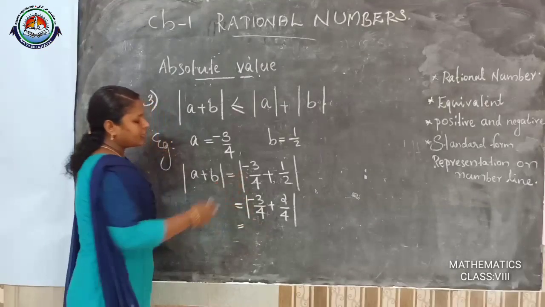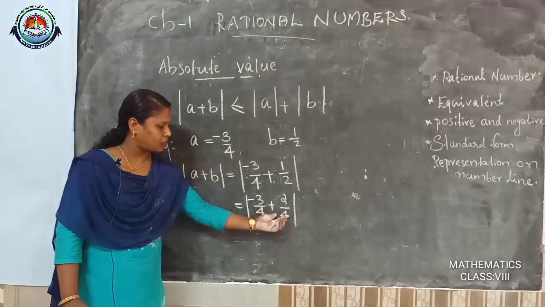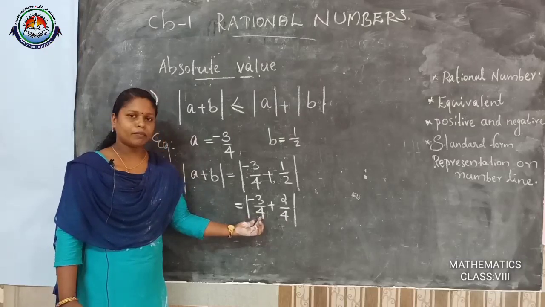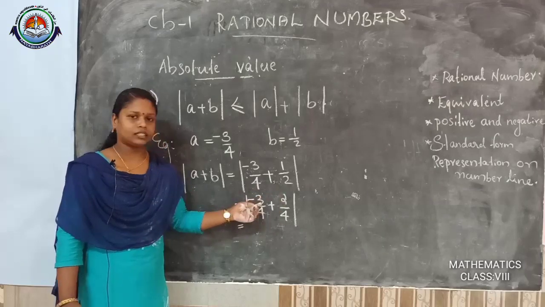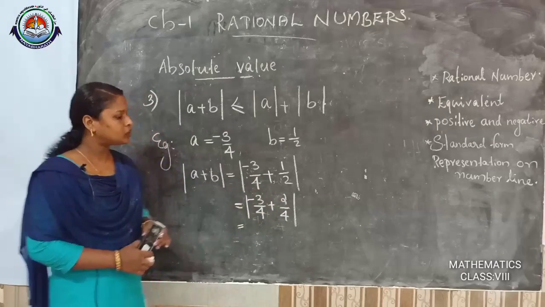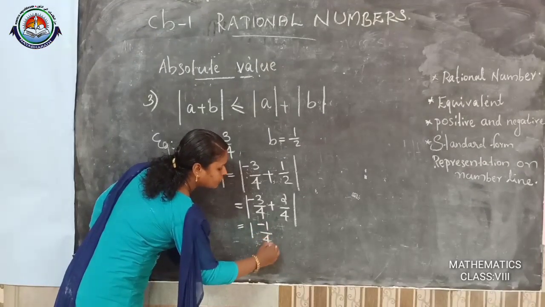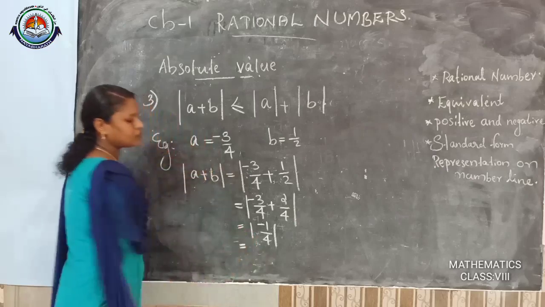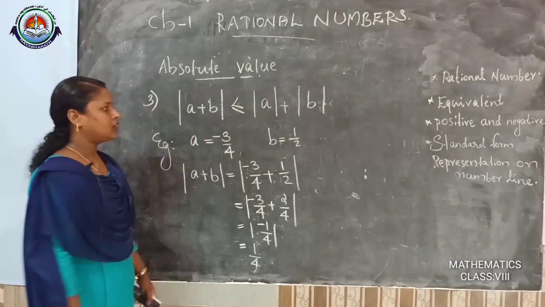Equal to, here denominators are common, 4. In both cases denominators are 4. Therefore we need to just add the numerators. Negative 3 plus 2. What is negative 3 plus 2? Negative 1 by 4. What is the absolute value of negative 1 by 4? 1 by 4.